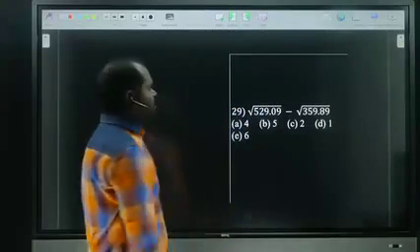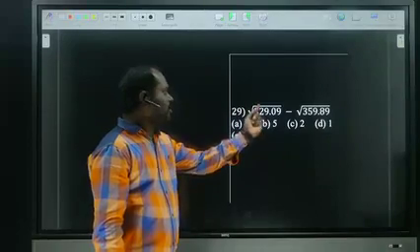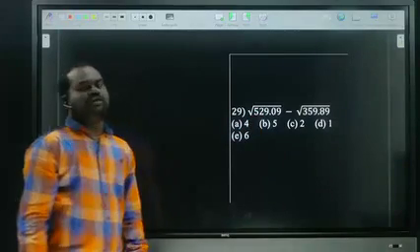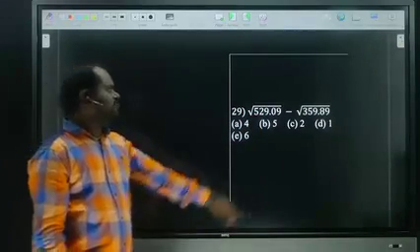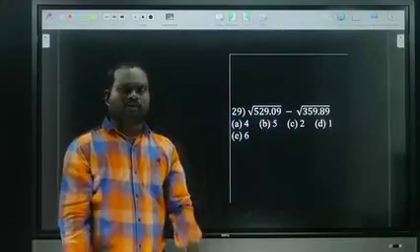Now we are looking at approximate. Square root of 529.09 minus square root of 359.8. What is the approximate answer for that one? In between, which symbol is there? Minus. When it is minus, no problem. So we can solve.